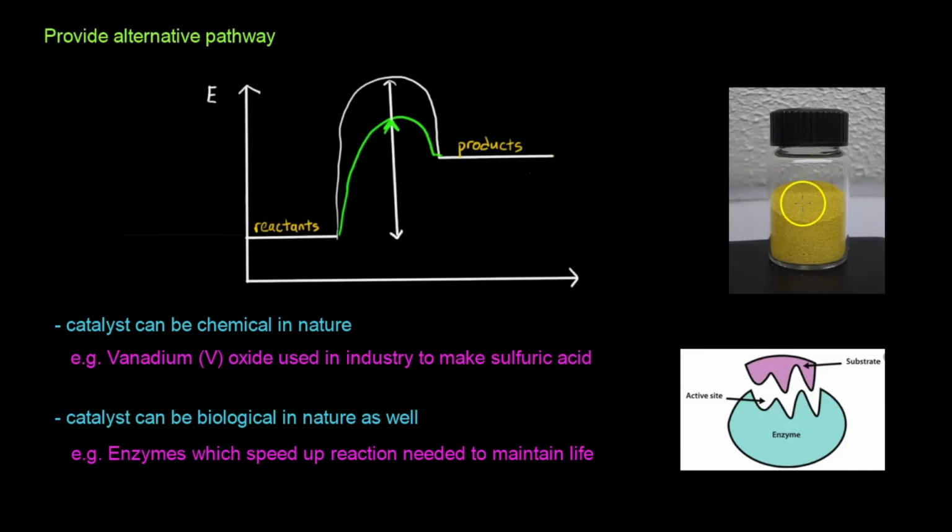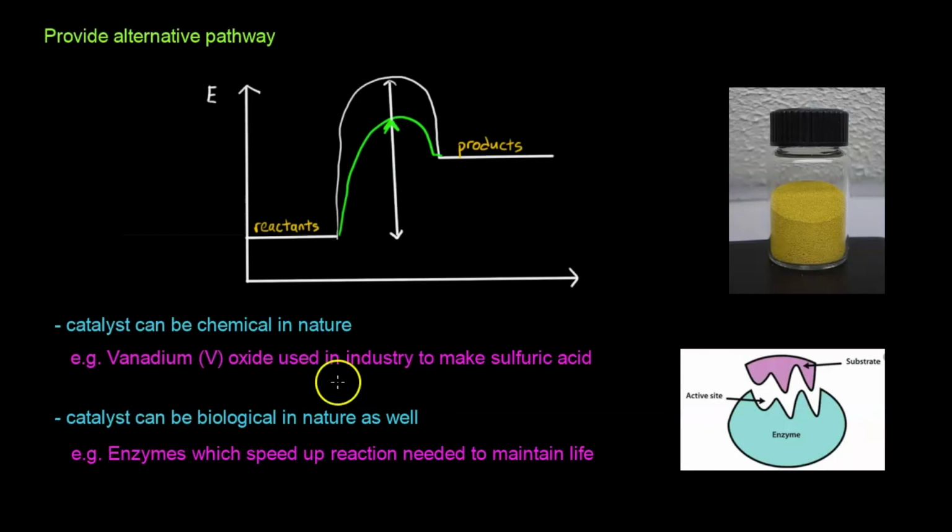And you can see that this is a catalyst. Usually they are solid forms, but not always. For example, catalysts can be chemical in nature. For example, vanadium(V) oxide is used in industry to make sulfuric acid. So these two examples, this one you have to memorize.